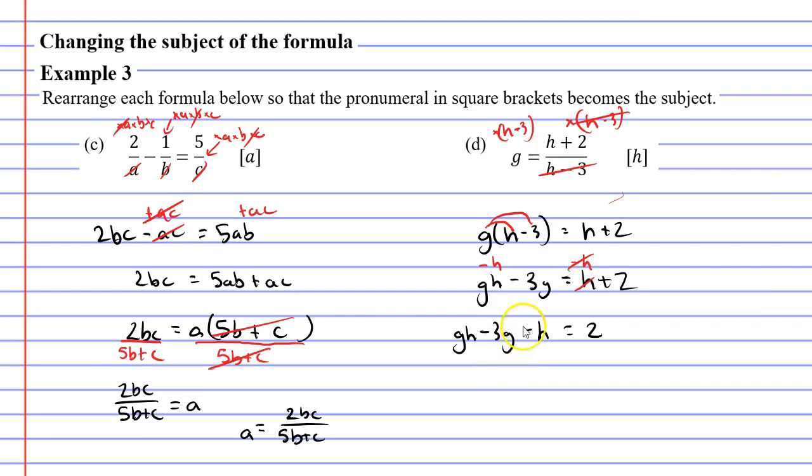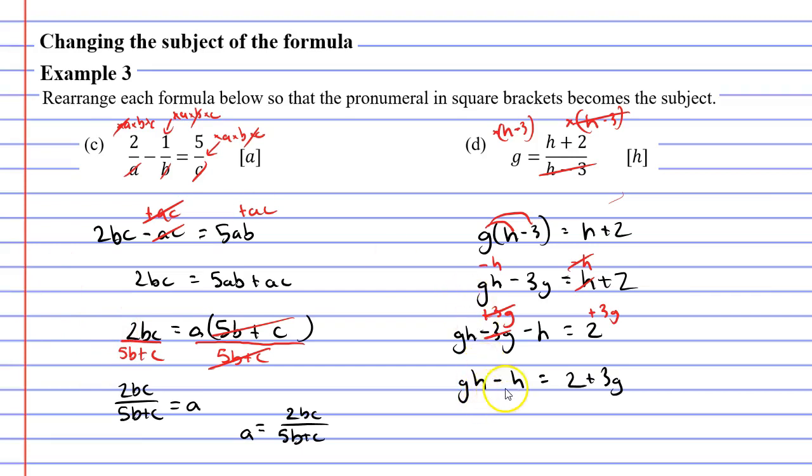I really want to get rid of this 3g because it doesn't have an h in it. So I want that on the other side, the side without h's. I'm just going to simply add 3g to both sides of the equal sign, like so. That leaves me with gh minus h on the left and 2 plus 3g on the right.